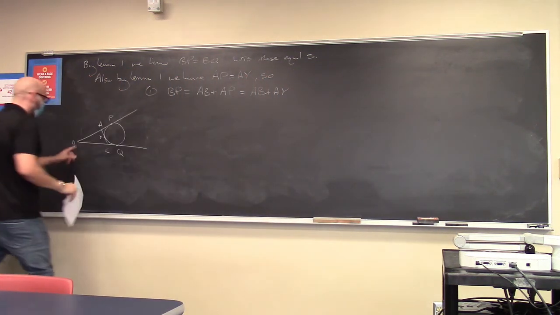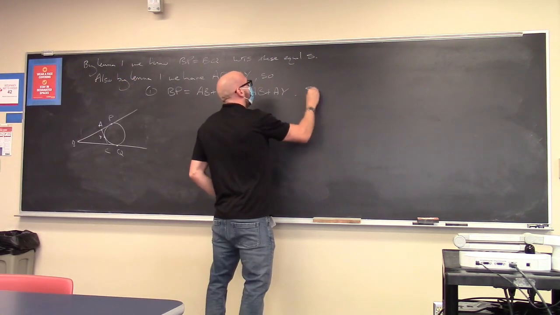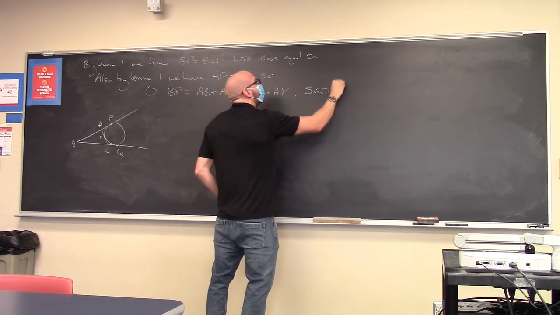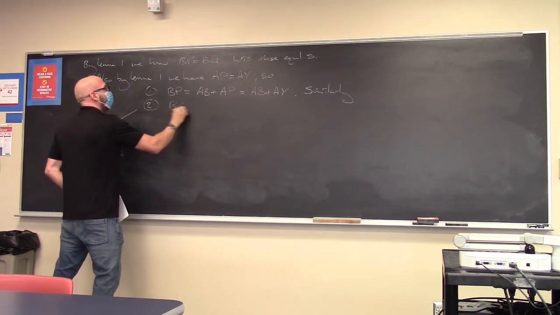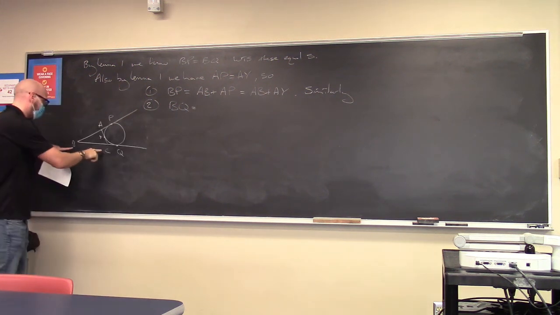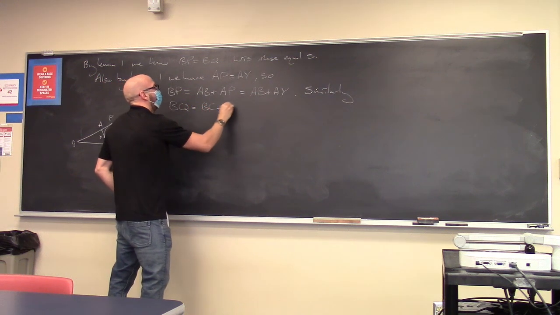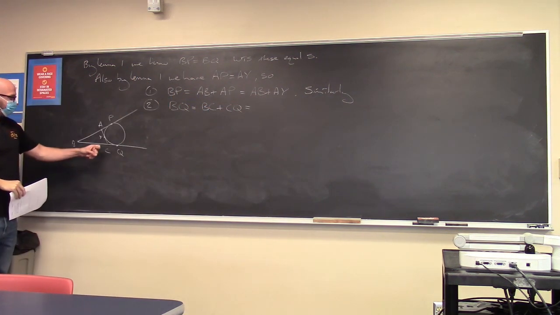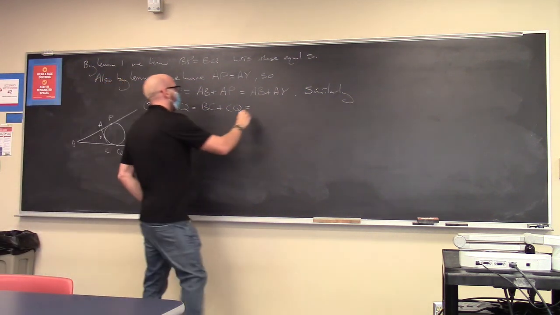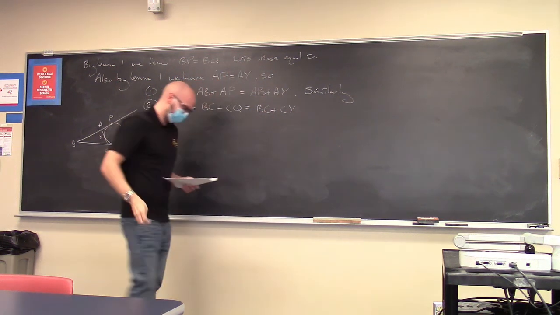Completely similarly, you do the same thing with side BQ. So similarly, let's get equation 2. BQ would be BC plus CQ. But hold on, CQ is equal to CY. So this is BC plus CY.